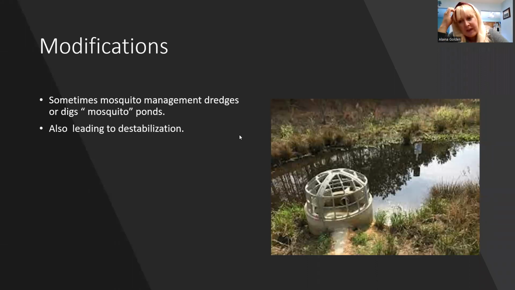And then things like modifications, this one's probably not as big of an issue, but it's worth mentioning. They do something called mosquito ponds, or they dig, or they make dredges. And when they do this, they might do some damming of areas or dredging of other areas, and those human interactions, those human changes can end up leading to destabilization of the system as well.